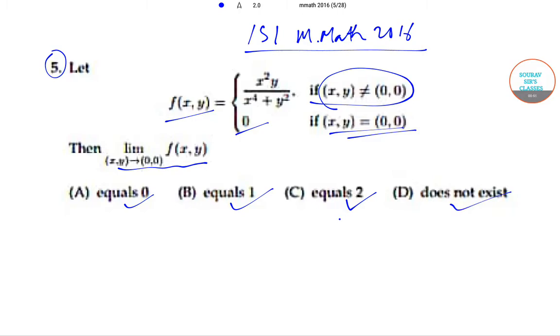So basically we need to find out the value of the limit as (x,y) tends to (0,0) for f of x comma y. We need to find out the value of this limit.